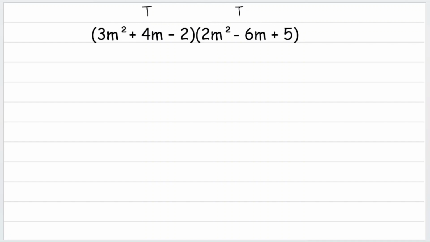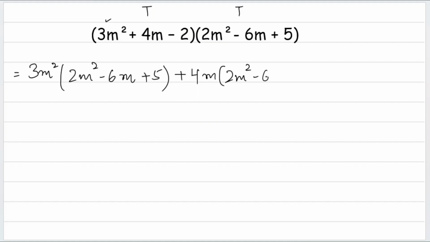The rule remains the same. Take the terms of the first bracket and multiply it with all the terms of the second bracket. So let's start writing 3m square multiplying with the second bracket, 2m square minus 6m plus 5. We took this. Now it's 4m times 2m square minus 6m plus 5. The last one is negative 2 multiplied by the second bracket.